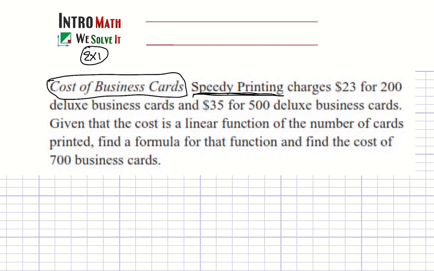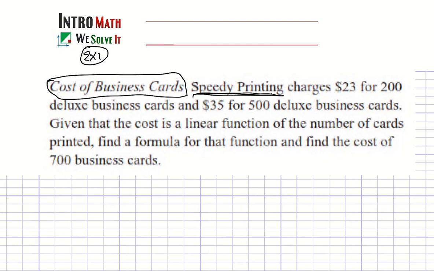company called Speedy Printing, right? The company charges $23 for printing 200 deluxe, what they call deluxe business cards. This deluxe is probably the business trying to give their products names, and then the next level of business card is called 500 deluxe. The previous one is called 200 deluxe. 500 deluxe consists of 500 business cards, and they charge $35.